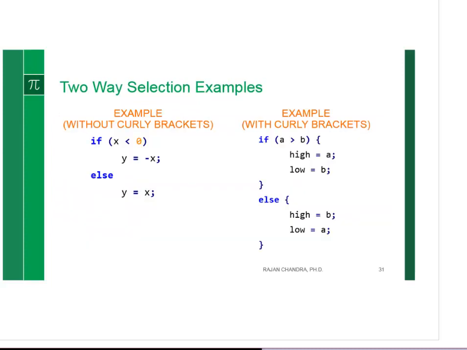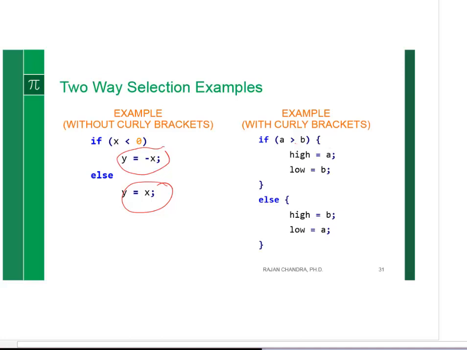Here is a simple example. If x is less than 0, then y equal to minus x. Otherwise, y equal to x. So in this case, we execute only one statement. Therefore, there is no need for curly bracket.